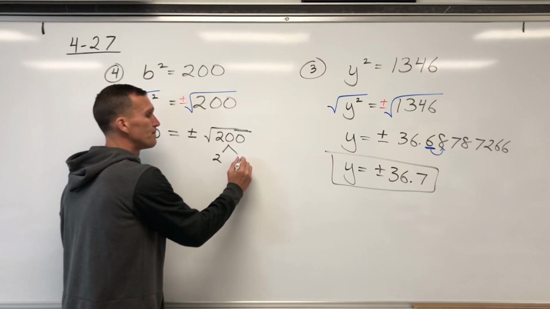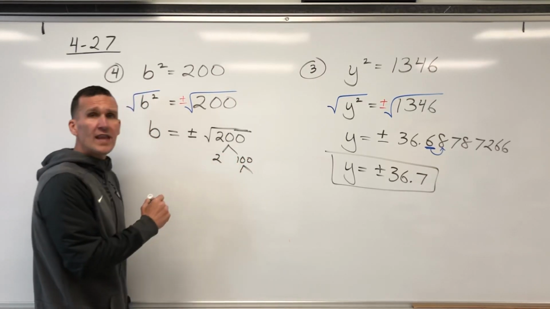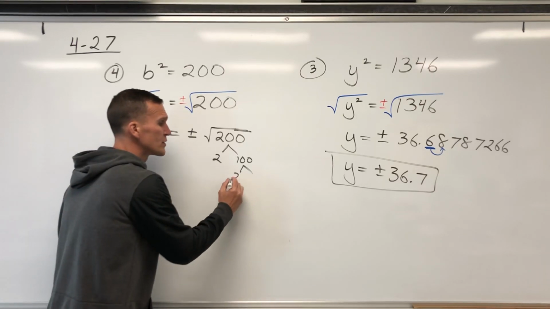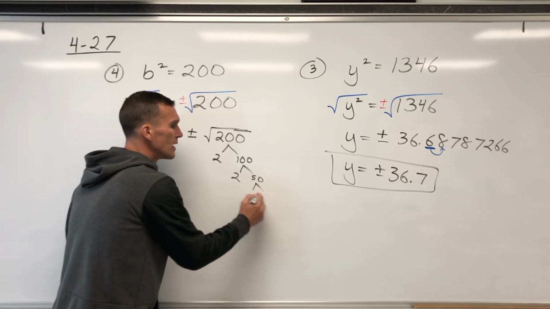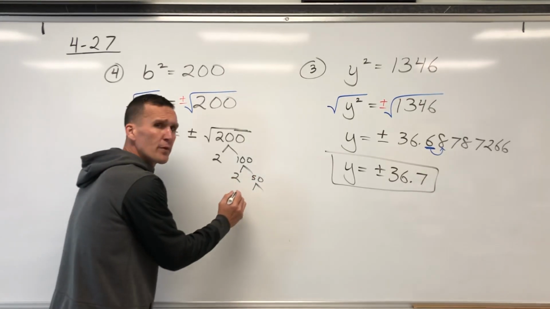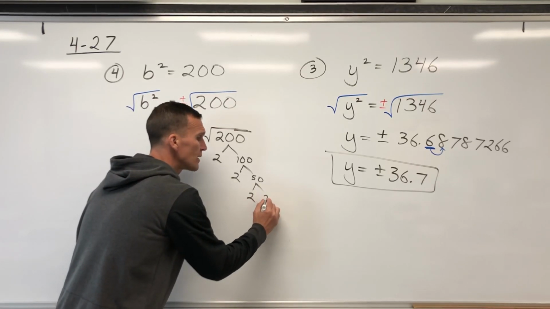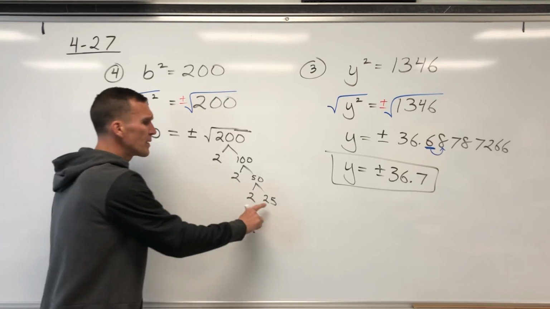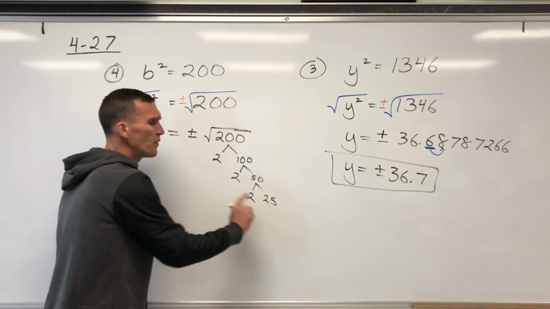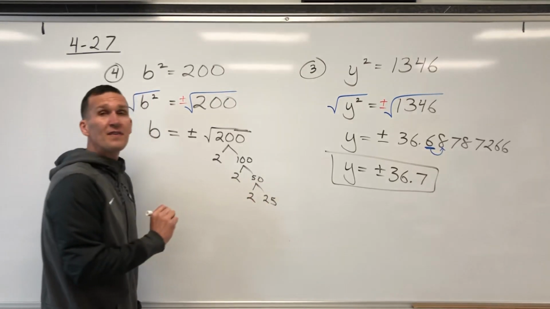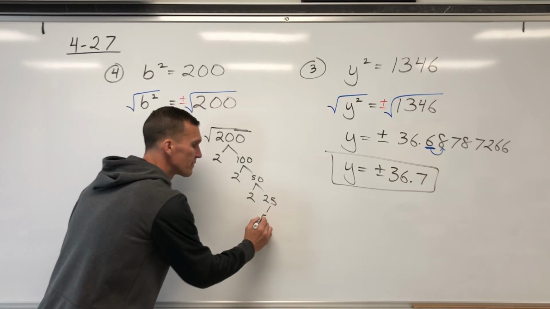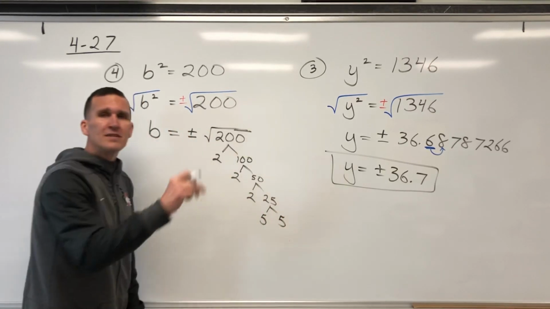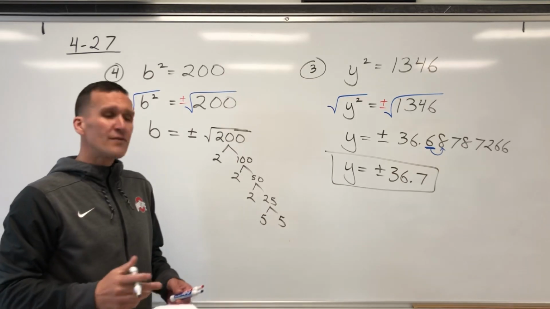It's 2 times 100. I divide that by 2. It works because it's an even number. It's 2 times 50. I divide that by 2 because it's an even number. It works. It's 2 times 25. I divide that by 2. It doesn't work. Divide by 3. It doesn't work. Divide by 4. Nope. Divide by 5. Yep. And it's 5 times 5. So remember, you can keep dividing by the next biggest number to see if it can break down.